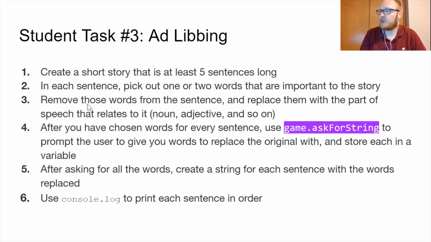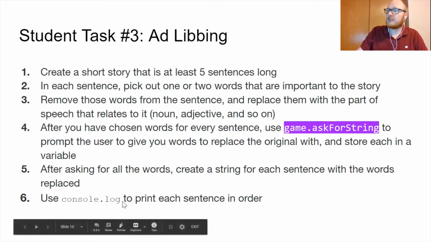After you have chosen the words for each sentence, use game.askForString to prompt the user to give you words to replace the original with, and store each in a variable. After asking for all the words, create a string for each sentence with the words replaced. Use the console.log to print each sentence in order, and actually I'm going to splash them onto the screen.